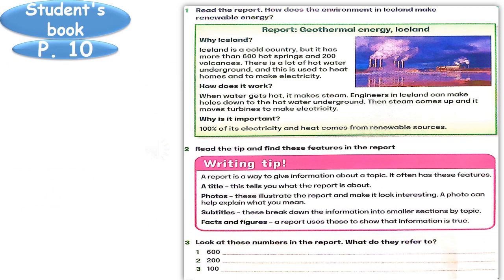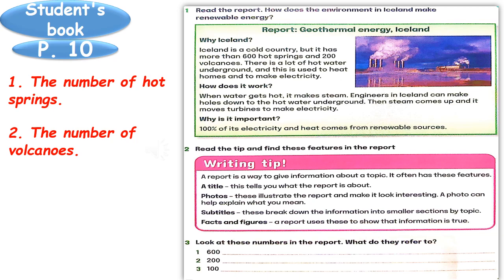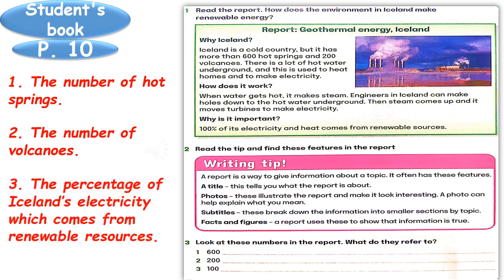Also, I want you to pause the video and open page 10 in the student's book in order to read this report. This is about geothermal energy in Iceland. When you read it, you're going to find some numbers like 600, 200, and 100. You have to know what do they refer to. After finishing reading the text, you can find that 600 is the number of hot springs and 200 is the number of volcanoes. Related to 100, this is the percentage of Iceland's electricity, which comes from renewable resources.